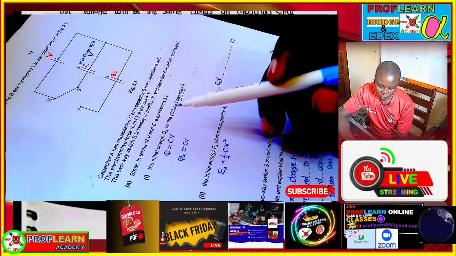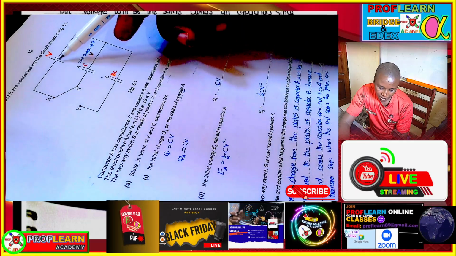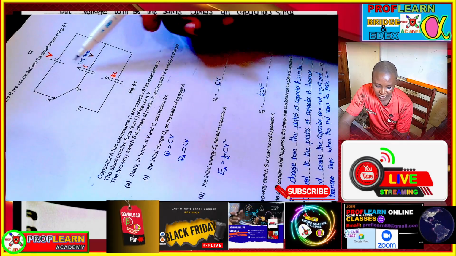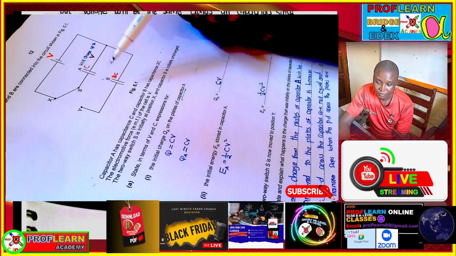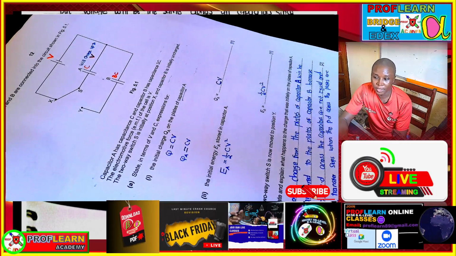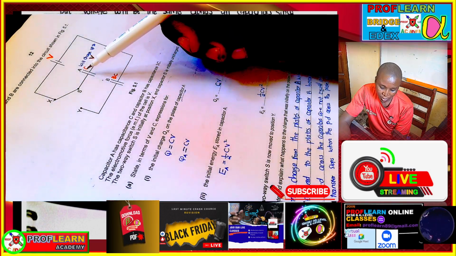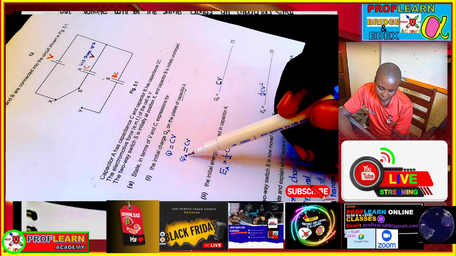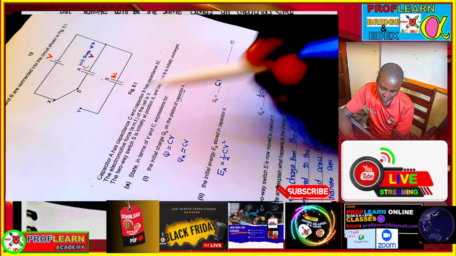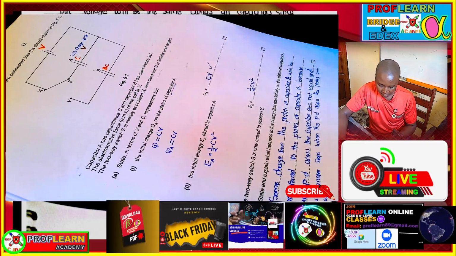Remember, charge is equal to capacitance times voltage. And since this capacitor A is in parallel with the power supply, it will mean it's going to have the same voltage. So the voltage here is going to be the voltage that it will be charged to. So we can say charge of A is going to be capacitance of A, which was C, times the voltage, and that becomes our answer.